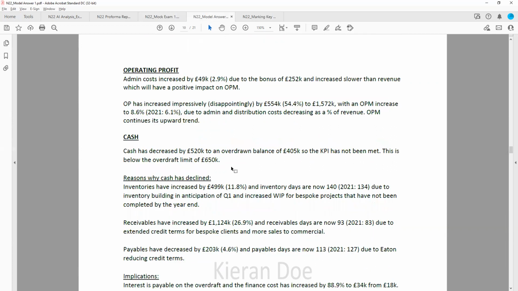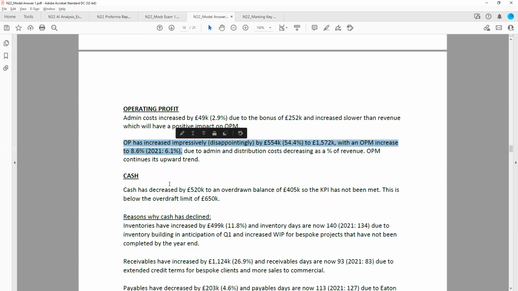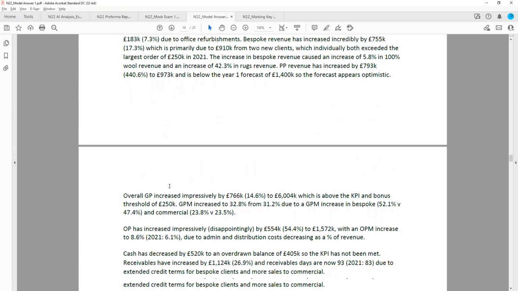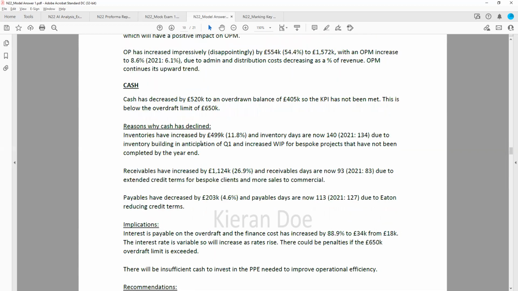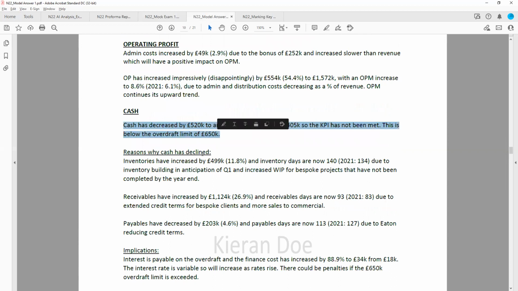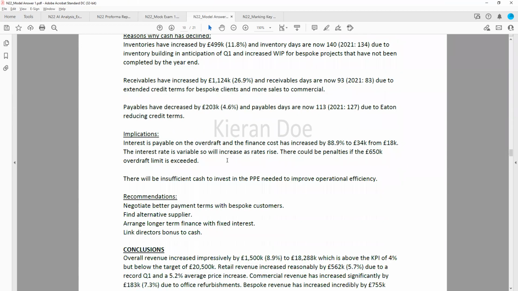And then again with operating profit, just the operating profit number, and maybe with the margin. And then one or two of the points on cash, I'd probably have the headline number again. So the cash number's gone down, it's overdrawn, and then maybe one of the reasons why.